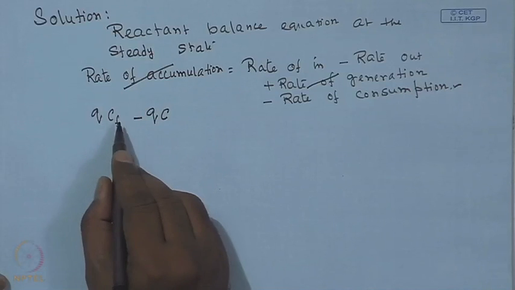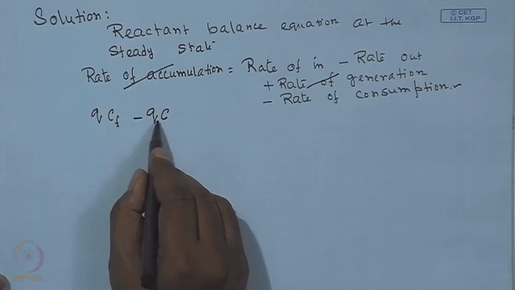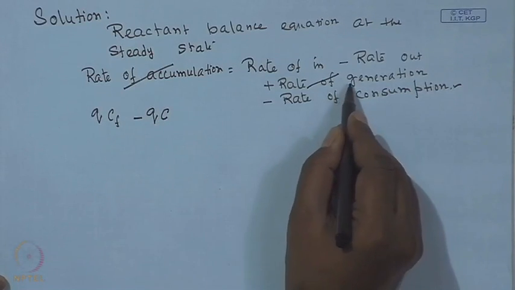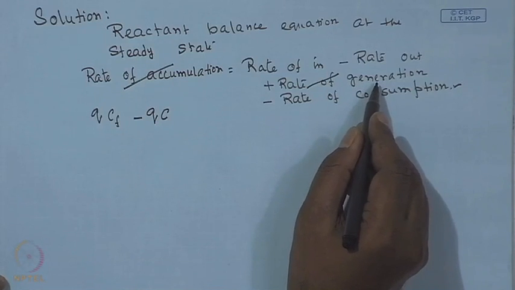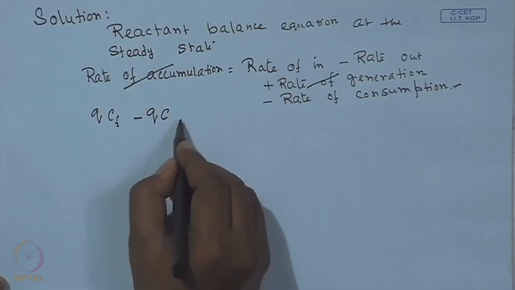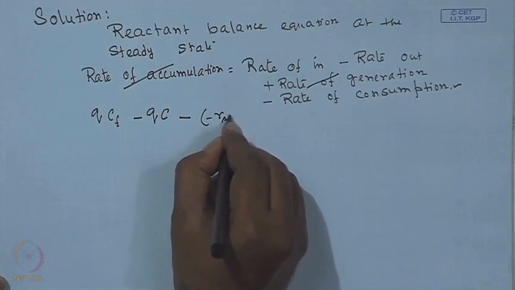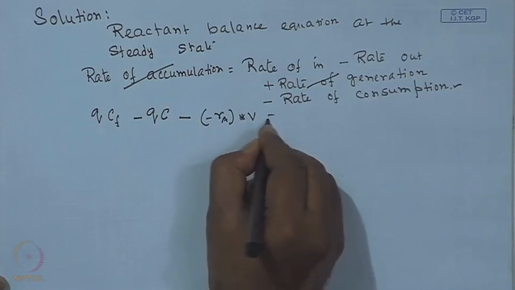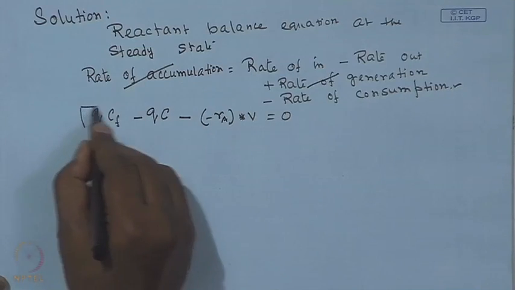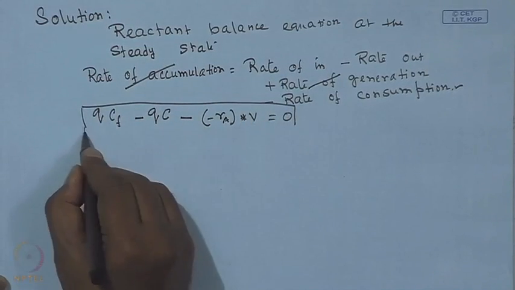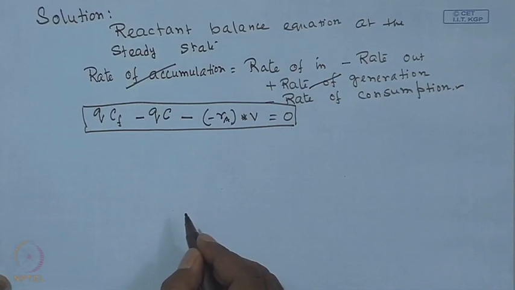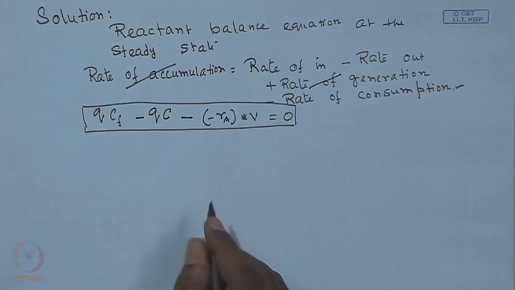So, that is the material going into the system, that is the material coming out of the system. There is no generation of the reactant. On the other hand, the reactant is getting consumed. So, this will be minus Ra times V, and that will be equal to 0. So, this is the mass balance equation for the species in this particular problem.